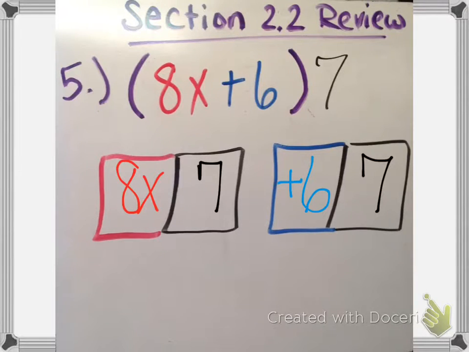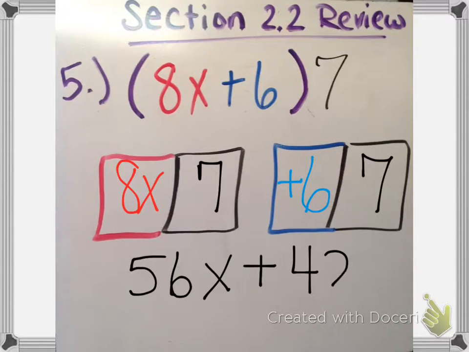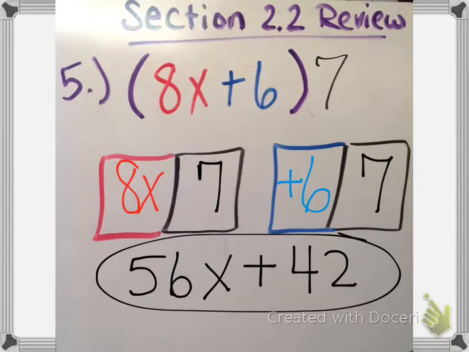Then it's time to multiply. 8x times 7 is 56x. A positive 6 times a positive 7 is a positive 42. Your answer is 56x plus 42.